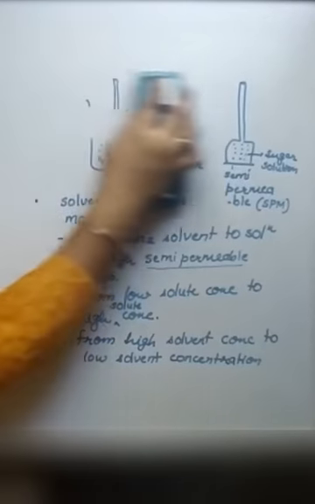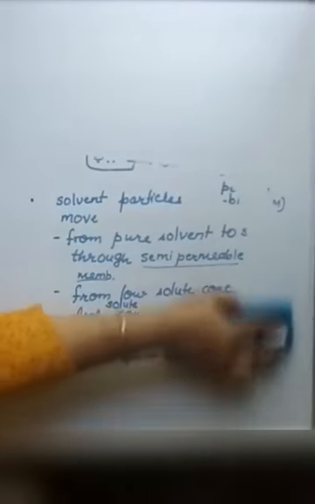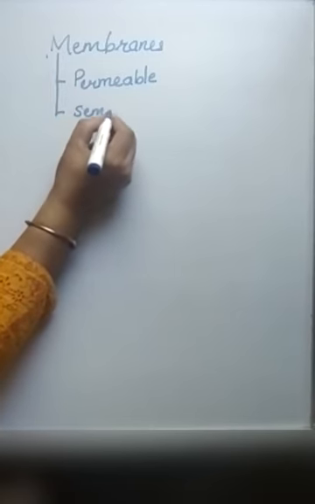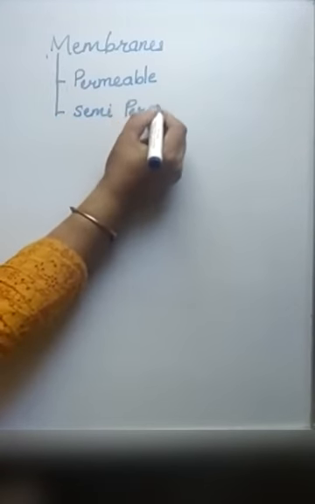We have three kinds of membranes. One is permeable, another is semi-permeable, third is impermeable. Three kinds of membranes we have: permeable, semi-permeable, and impermeable.